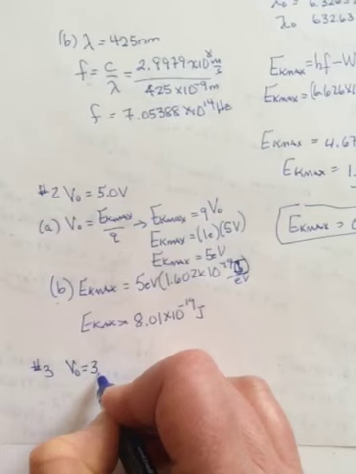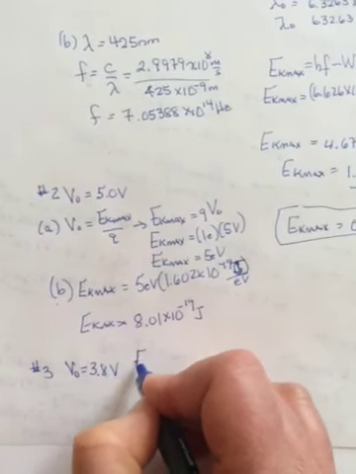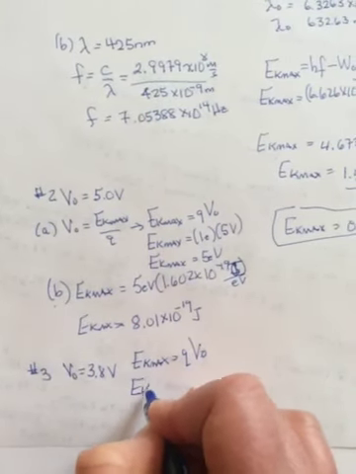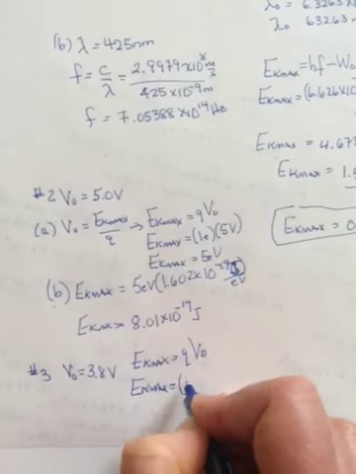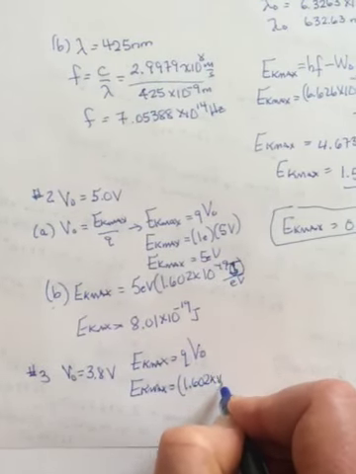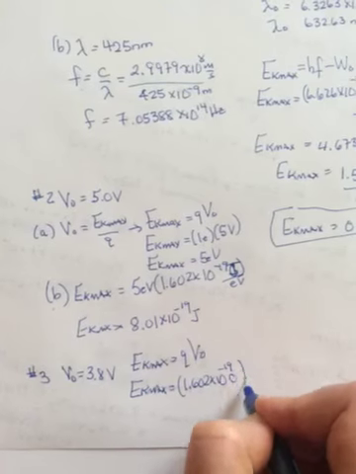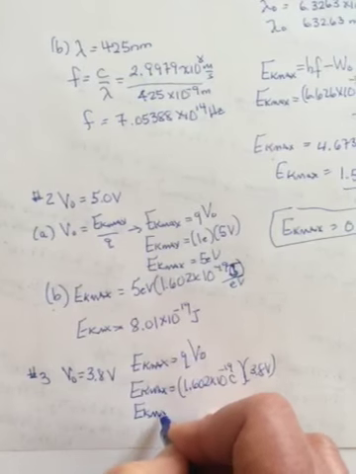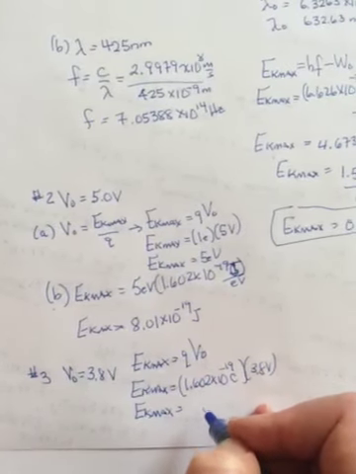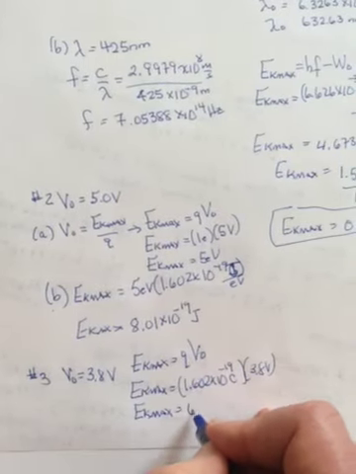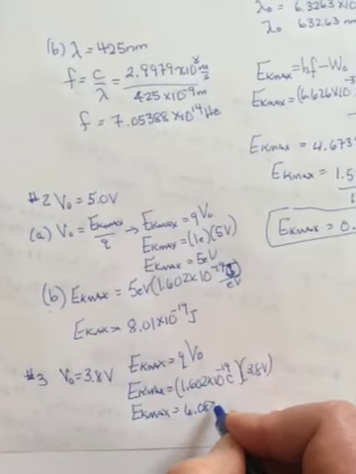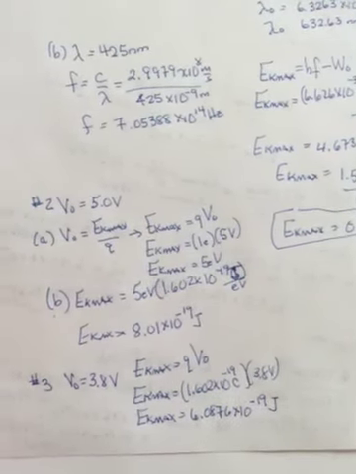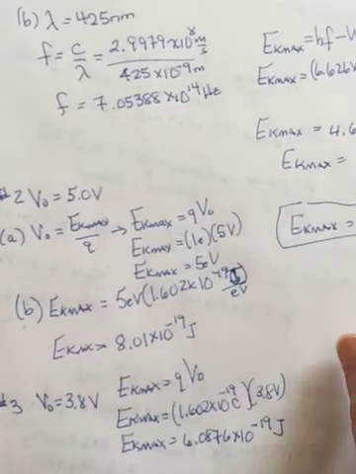So VO is equal to 3.8 volts. EK max is equal to q times VO. EK max is equal to 1.602 times 10 to the negative 19 coulombs times 3.8 volts. EK max is equal to, when you do the math, 6.0876 times 10 to the negative 19 joules. Okay, so that's number 3.